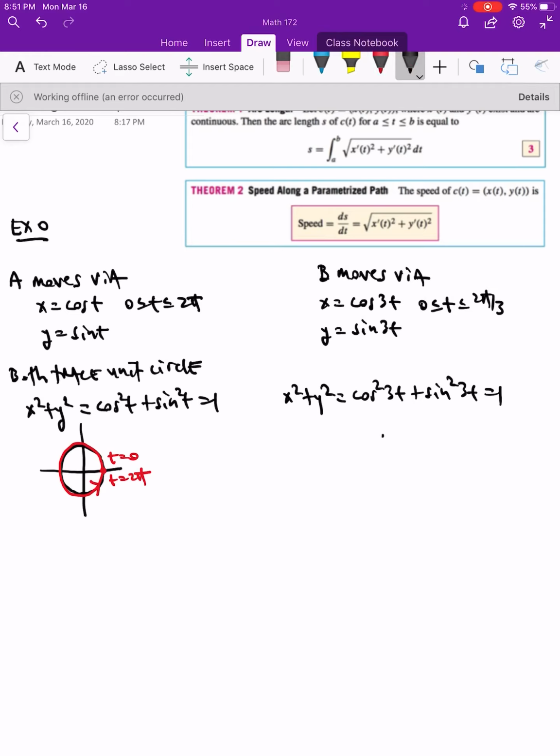Likewise for object B, the initial point when t is 0 gives (1, 0). Travel counterclockwise. And by the time t reaches 2 pi over 3, the argument of cosine and sine is 2 pi again. So we've done a full circuit.